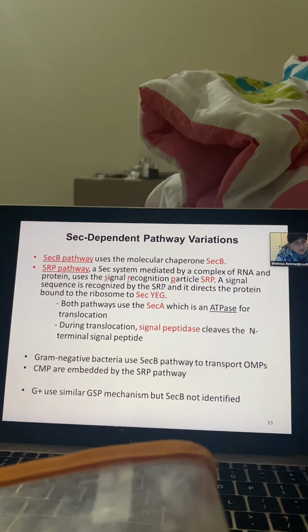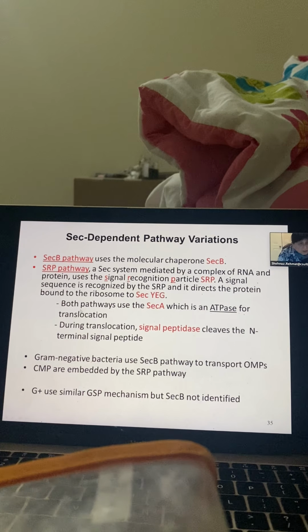So SRP stands for signal recognition particle. This is a complex of RNA and protein together. The signal sequence is recognized by the SRP, and it directs the protein bound to the ribosome to the SEC-YEG. So the only difference is that we use not SEC-B as the protein that guides it, but the SRP, which actually has an RNA in it also.